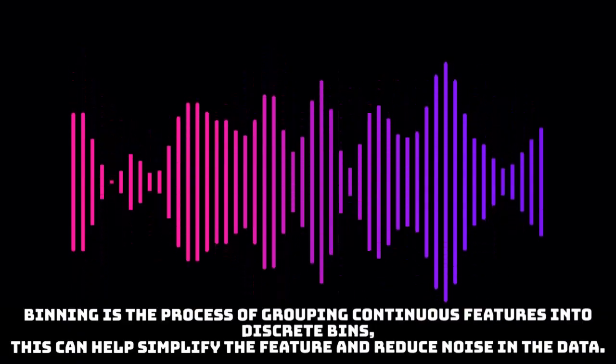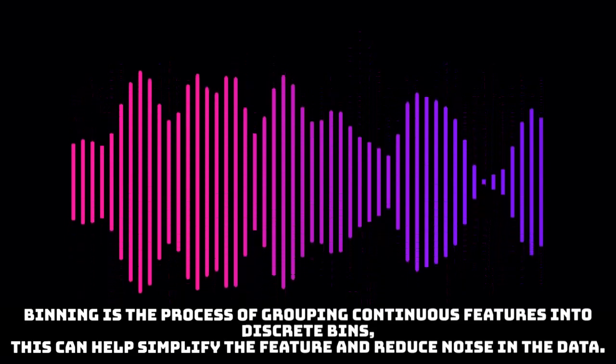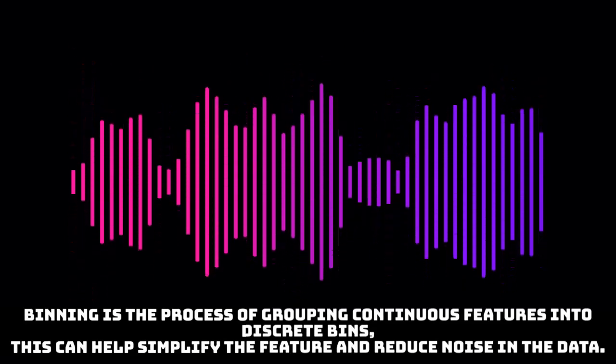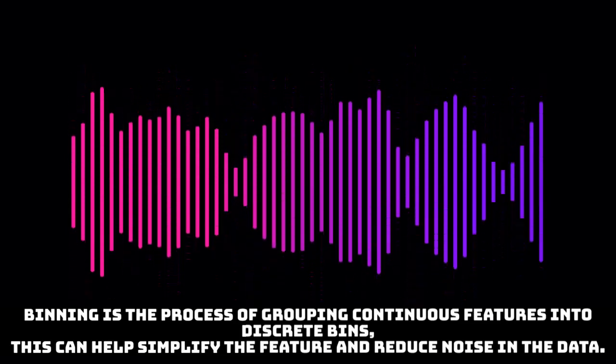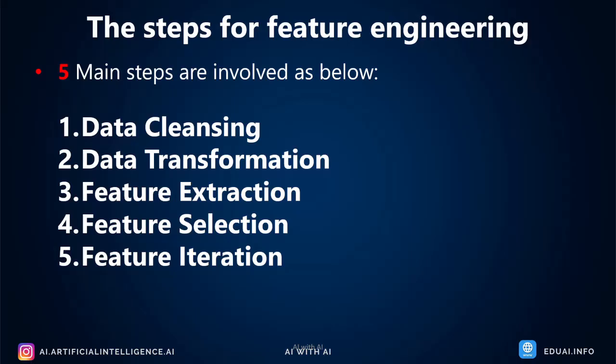And one of the techniques used in feature iteration is binning, which is the process of grouping continuous features into discrete bins. This can help simplify the features and reduce the noise in the data. What it is and how it works, we'll see in future videos.